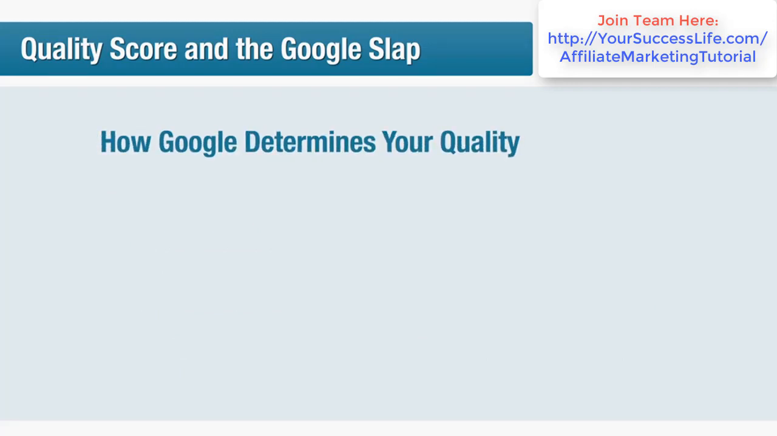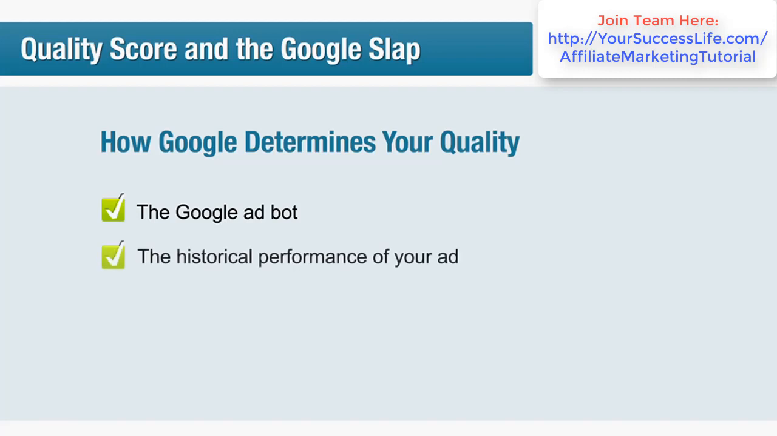Google uses 3 different methods to test quality score: the Google Ad Bot, the historical performances of your ad. Google gives you the benefit of the doubt to start with, but if your ad doesn't get many clicks, it will swiftly move down the ranks and each click will begin to cost you more. And finally, they use a human editorial review.